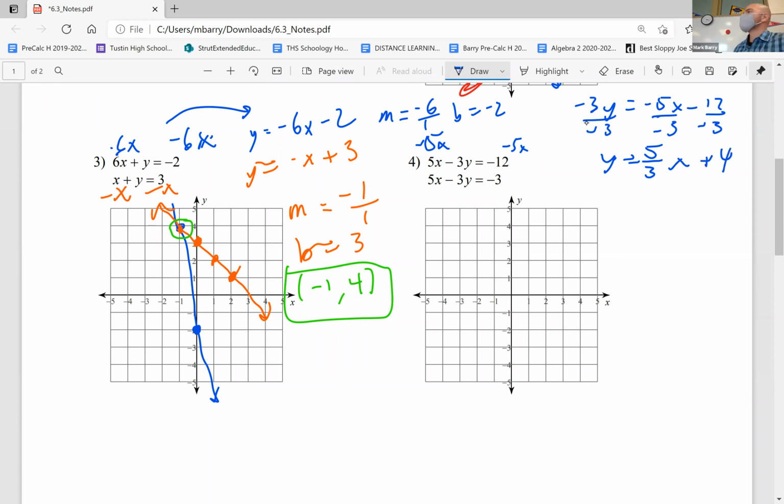plus 4. I'm not going to do a decimal for 5 over 3 because since that's the slope anyway, it's kind of better for us to think of it as a fraction as the rise over run, okay? So I have my m as 5 over 3 here. I have my b as 4. So let's go ahead and draw that.